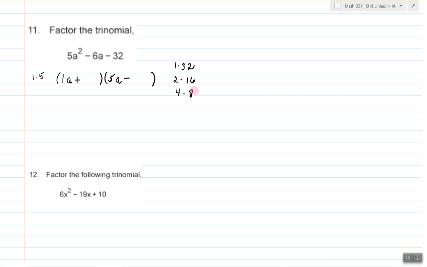So I try with the possibility of making an error. So let's see. Start anywhere you want. I think I will start with 4 and 8. So I'm just going to put 4 and 8. And it is all about outers and inners. In this case, the outer product is negative 8a. The inner product is 20a. Subtract for 12a, and that's wrong.